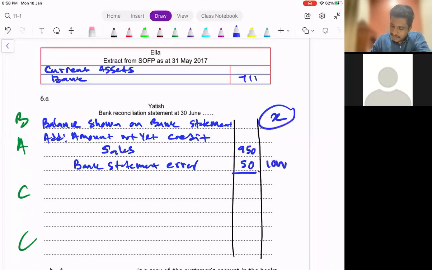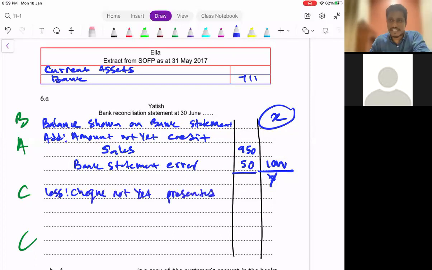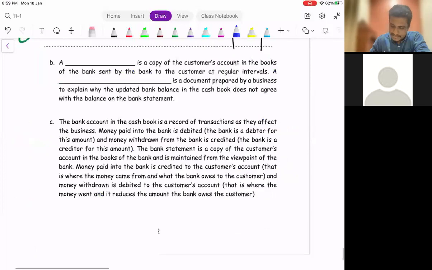X plus with 1000, I don't know, let it be Y. It's okay, we put Y first. This one will be less with C. C stands for check not yet presented. Check not yet presented. From where do you get a check not yet presented? From the question.